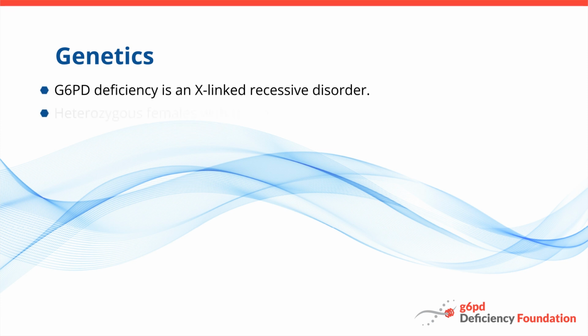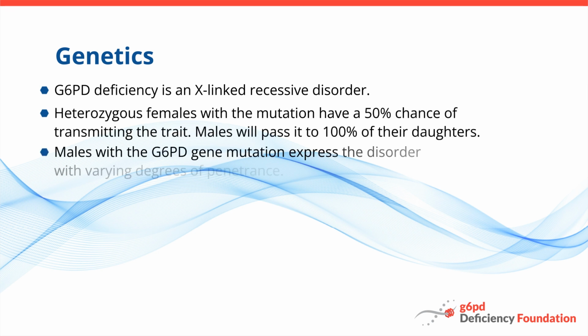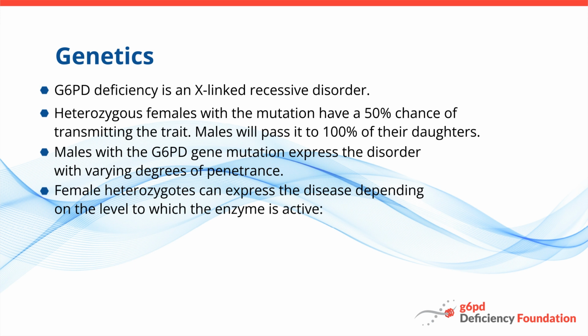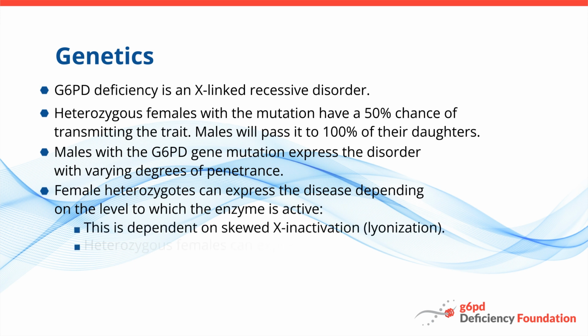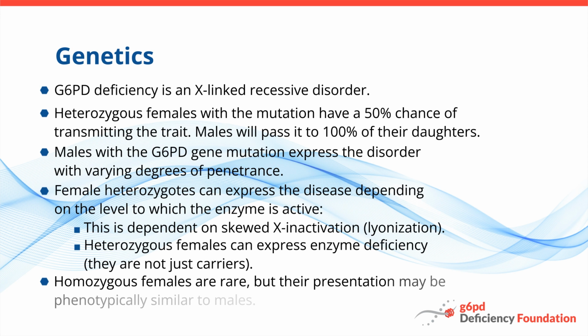G6PD deficiency is an X-linked recessive trait. Because males have only one X chromosome, G6PD deficiency is identified more frequently in males than in females. Some important points to note about this inheritance pattern include: all males with the G6PD gene mutation are going to express this disease. These males will pass the trait on to any daughter born. Heterozygous females with the G6PD gene mutation have a 50% chance of passing the gene on to their sons and daughters. Those sons who receive the affected X chromosome from their mother will express the disease.